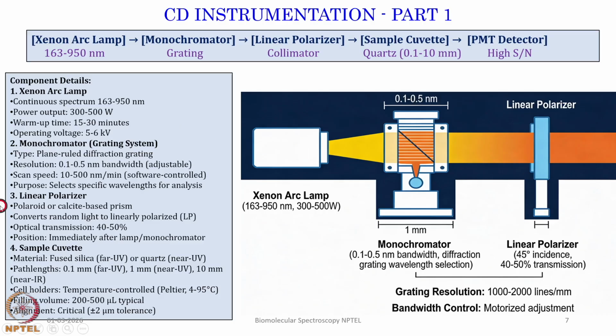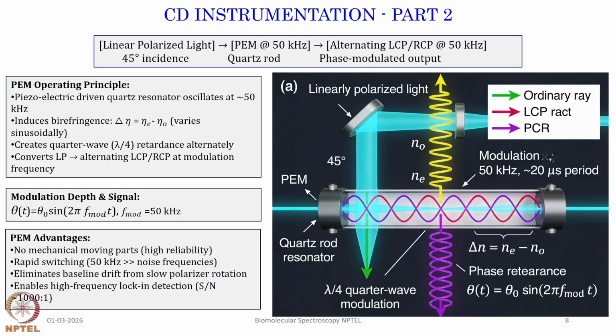right. And then after that you can have a sample cuvette, right. So, the sample cuvette can be far UV or quartz cuvette that can have a path length ranging from 0.1 mm to 1 mm and 10 mm depending upon what we want. And then we have a temperature control, because we want to do the differential temperature experiment, and one can have typically the sample which is sitting in this quartz cuvette. So, that is 200 microliter.